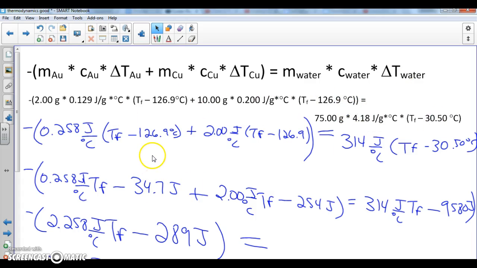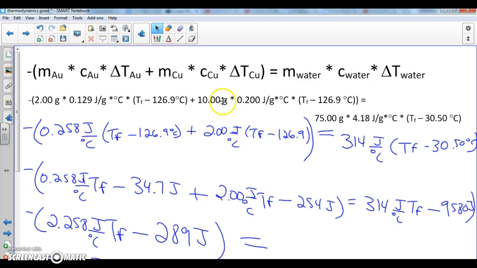Now, first thing we're going to do algebraically is multiply mass times specific heat. So this number here, 0.258 joules per degree Celsius, came from 2 grams times 0.129 joules per gram degree Celsius. And then I just brought the rest of this down. Then I also did the same thing here. I multiplied for copper mass times specific heat. When I do that, I get 2.0 joules per gram degree Celsius. I'm sorry, 2.0 joules per degree Celsius.